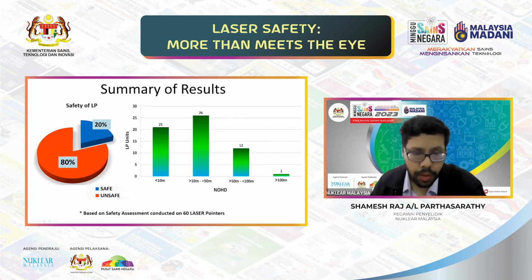So in summary, it can be concluded that only 20% of the laser pointers that have been assessed are safe, whereas 80% of them are unsafe. In terms of the NOHD, 21 of the laser pointers have an NOHD distance below 10 meters, 26 were in the range of 10 meters up to less than 50 meters, 12 were above 50 to less than 100 meters, and finally one laser pointer, the USB laser pointer, had an NOHD above 100 meters.